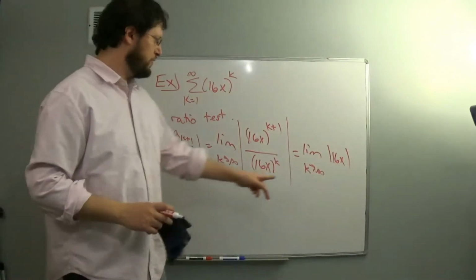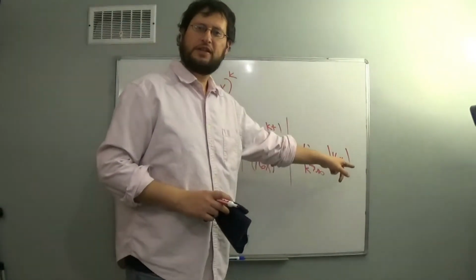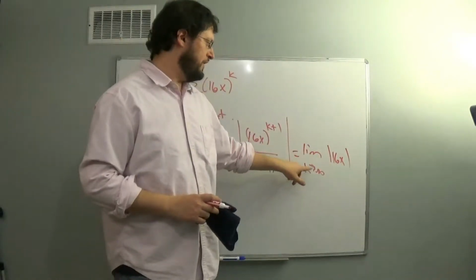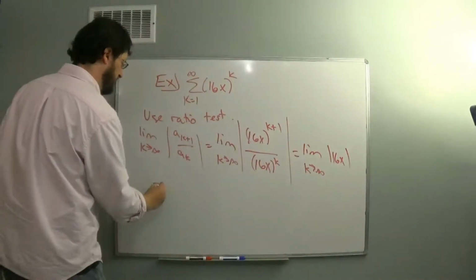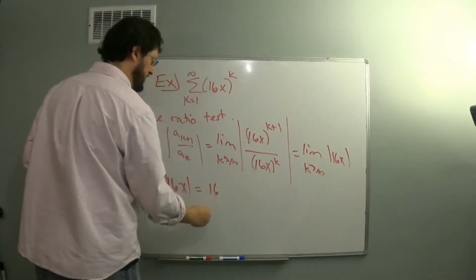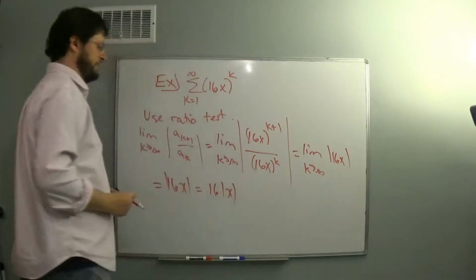But as k goes to infinity, there's no k's left. There's no k involved in this at all. So as k goes to infinity, this limit is just the absolute value of 16x. I can do a little bit of algebra and say that that's 16 times the absolute value of x.